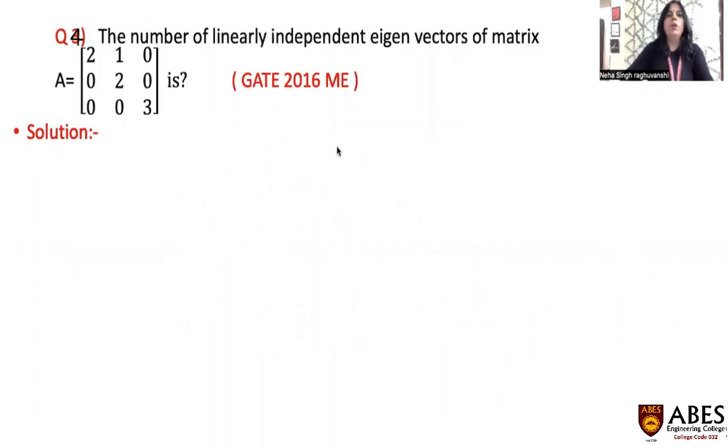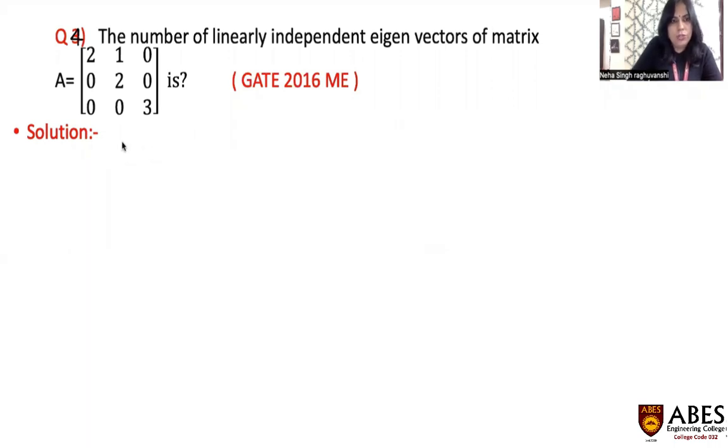In this question, the number of linearly independent eigenvectors of matrix A is asked. Means they are asking about the number of linearly independent eigenvectors. So you can easily find this. See, this matrix is a triangular matrix, and as you know, the sum of diagonal elements is equal to the sum of eigenvalues. And in an upper triangular matrix, all the diagonal elements are the same as the eigenvalues.